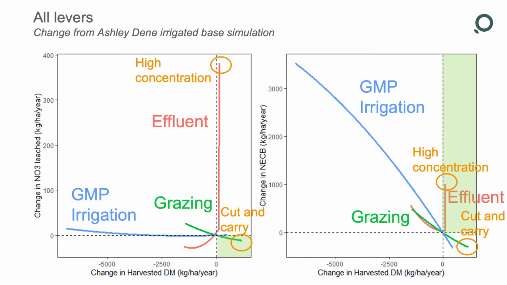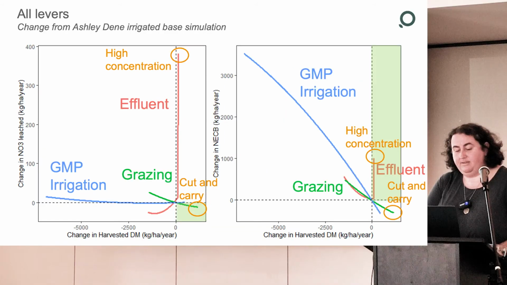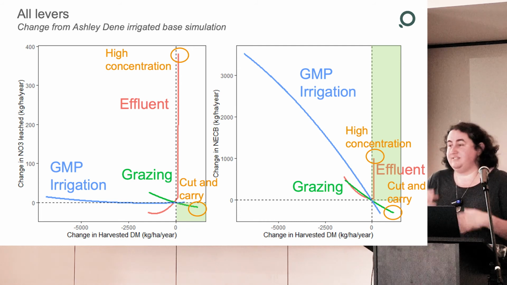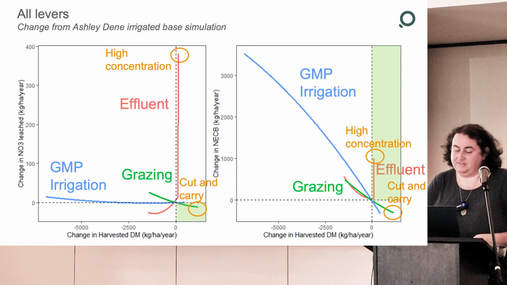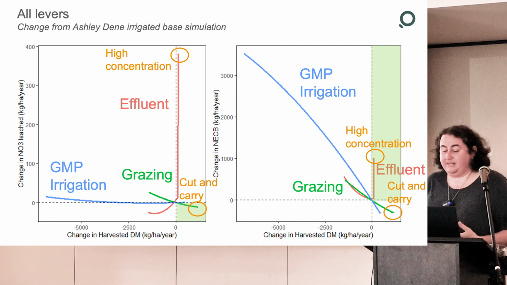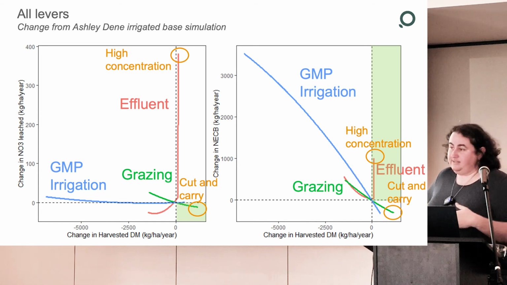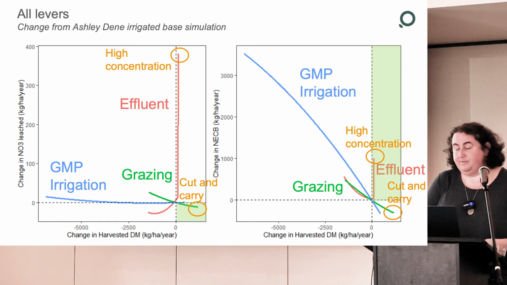So looking at those trade-offs, I just wanted to start to pick this apart. If a manager was looking to increase production, but also looking to potentially not increase their leaching, they might look to the bottom right-hand quadrant of that figure, as shown in green, and that would be moving over to cut and carry. But again, recognise that the effluent does have to be dealt with at some point. But then if we follow that over to the impact on net ecosystem carbon balance, we also see that that cut and carry system moves the net ecosystem carbon balance into the negative. So there is that trade-off there in terms of the carbon.